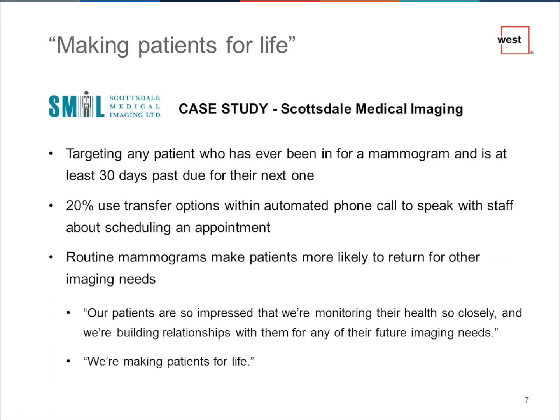So talking about feeling valued and feeling trusted, I wanted to share this case study with you. It was part of a project that we did with Scottsdale Medical Imaging, and I was fortunate enough to be involved in the analysis and the results of it. Scottsdale Medical Imaging targeted any patient who had ever been in for a mammogram and was at least 30 days past due for their next one, with a simple automated phone call to encourage them to schedule an appointment. What they found was that after sending out that communication, 20%, so 1 out of every 5, used the transfer option within that call to speak with staff about scheduling an appointment.